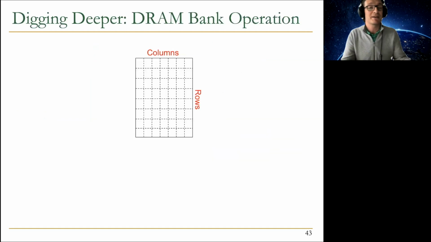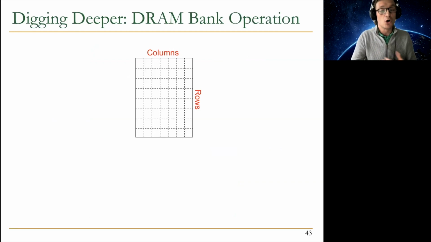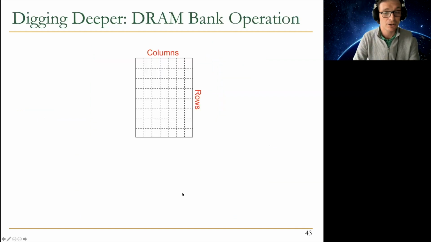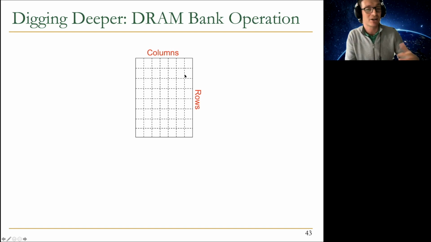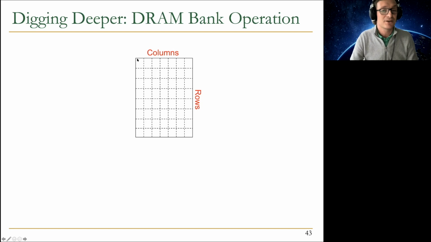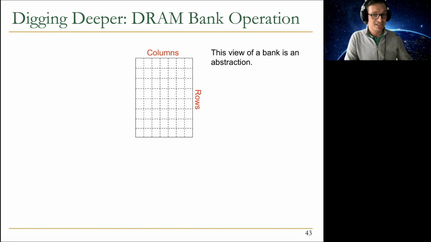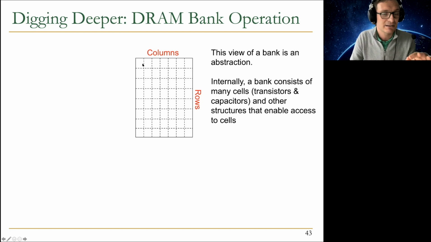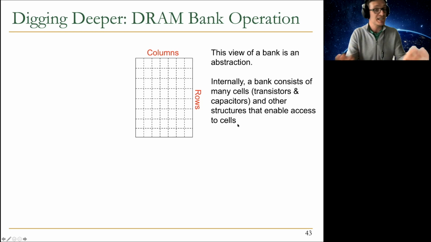Why is this happening? Why are the memory controllers doing this? Let me give you a little bit more insight into how each of these DRAM banks behave. How are they structured? A DRAM bank consists of two-dimensional arrays, as we discussed when we discussed RowHammer. Now we're going to go a little bit deeper into it. You have rows and columns. And this view of a bank is an abstraction to begin with. Internally, a bank consists of many cells. Each of these cross points in the two-dimensional array is actually a transistor and capacitor, as we've seen earlier with the DRAM refresh. And there are other structures that enable access to such cells. We're going to discuss this when we talk about memory structures.